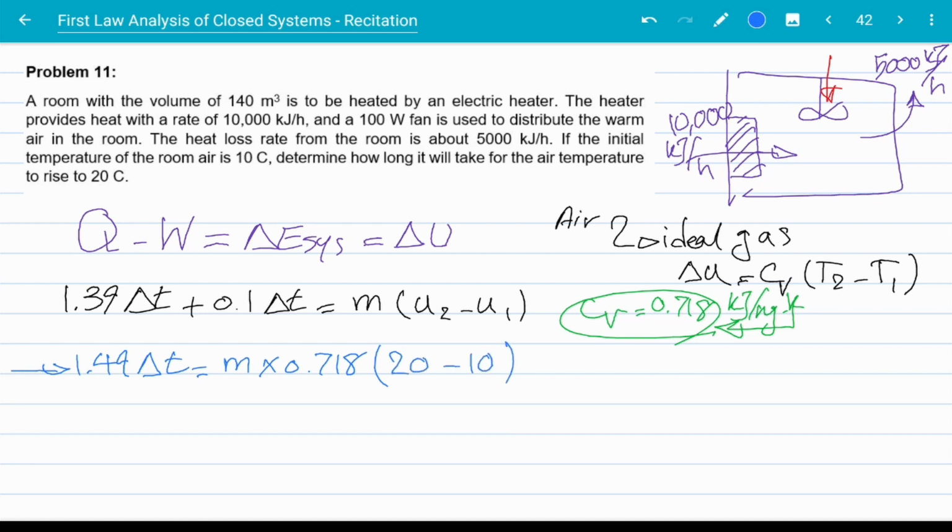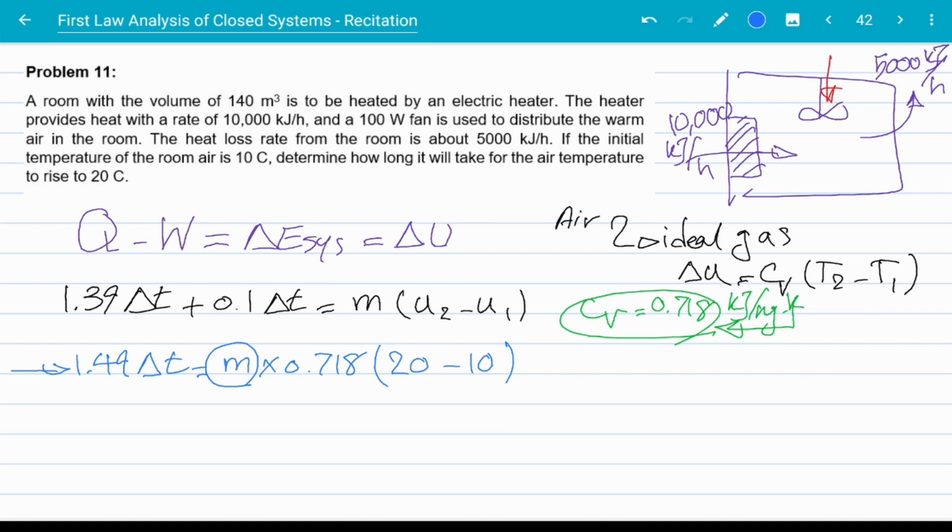Now, because we are dealing with delta T, or difference between temperatures, it doesn't matter if you plug in Celsius or Kelvin. Just make sure that both temperatures are in the same scale. If one of them is Kelvin, the other one has to be Kelvin. If one of them is centigrade, the other one has to be in centigrade. Okay, so we now need to find the mass.